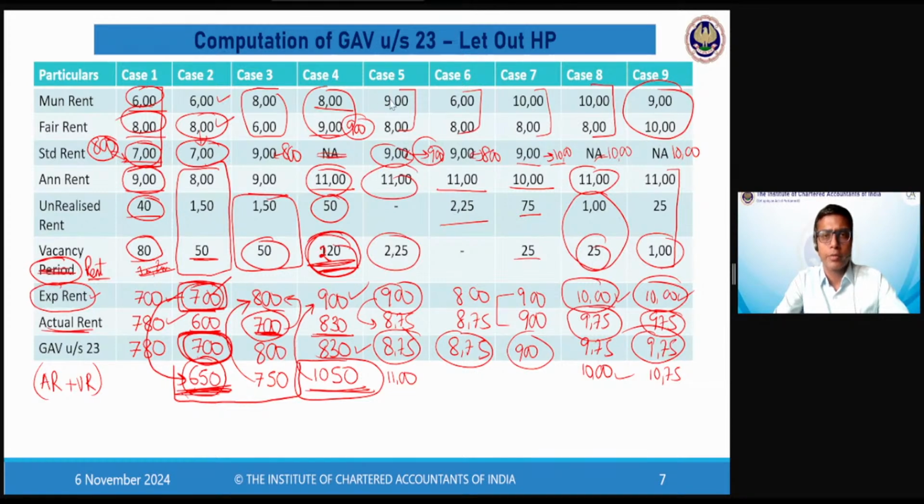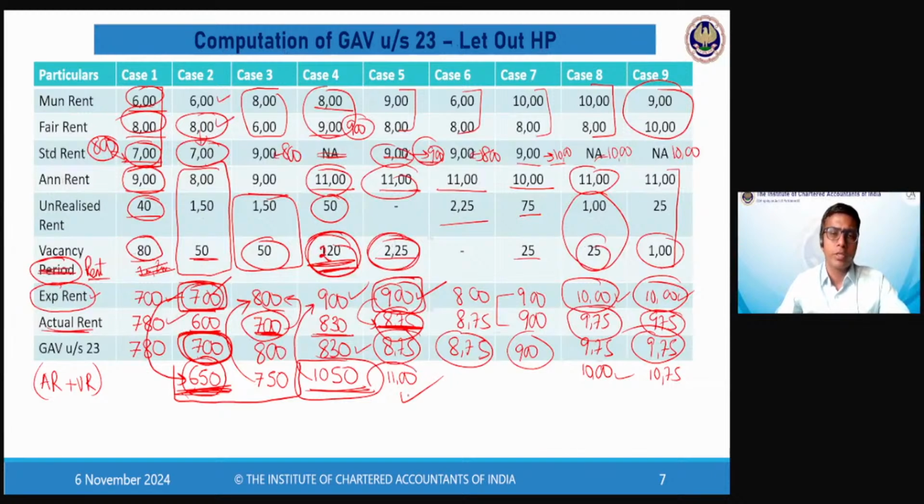Okay, so I go to case 5. Somebody had doubt in case 5. So it is 900, 800, so higher is 900. 900 compared with 900, so my ER is 900. 1100 minus 225 is 875. Now my ER appears to be higher. So let me check: what if there was no vacancy? What would be the figure of AR? It would be 875 plus 225, that means 1100.